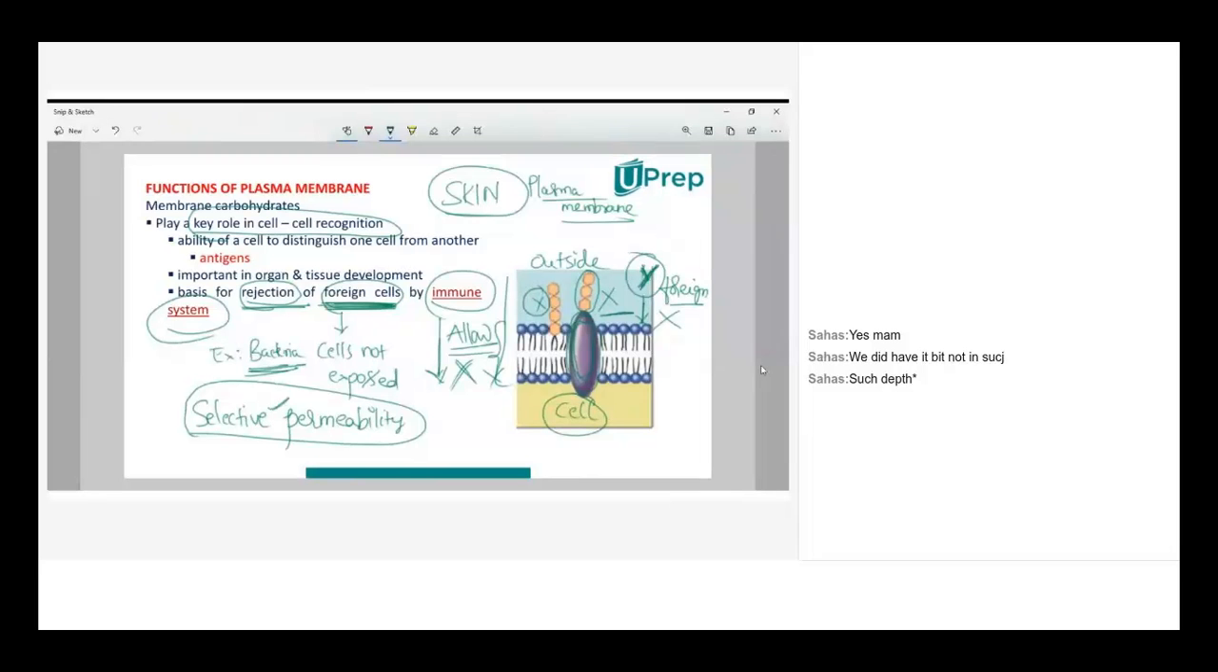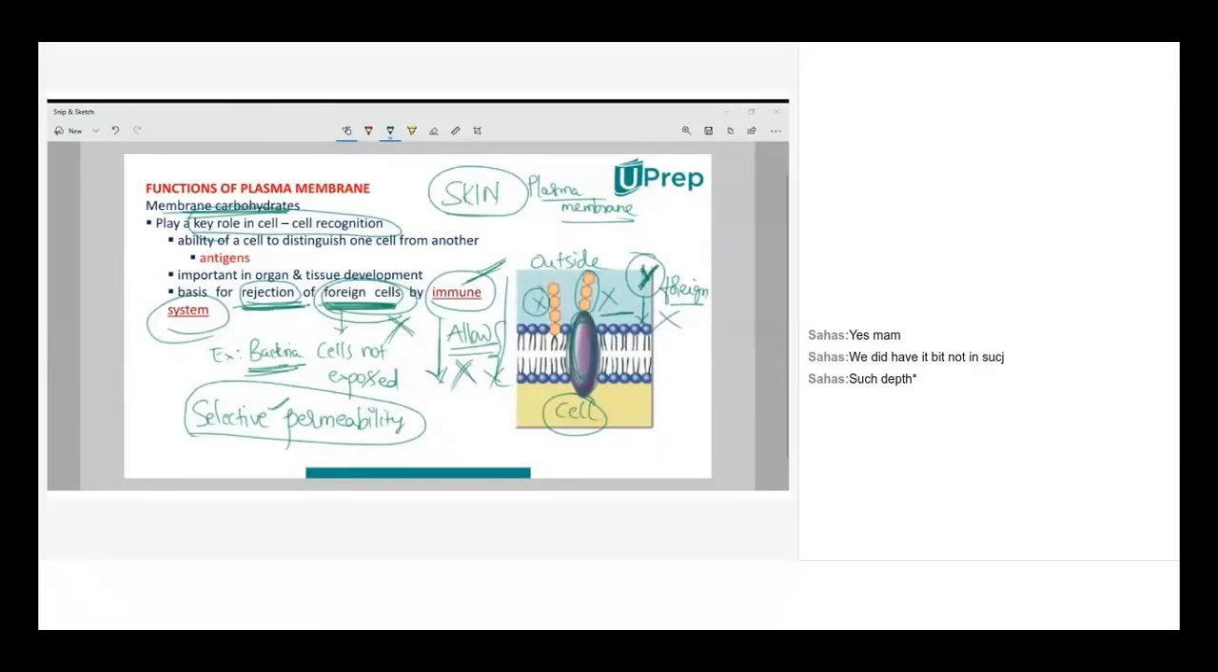How does the plasma membrane choose? Based on the carbohydrate structure. Okay, when the carbohydrate structure recognizes the cell, it will allow it. If it does not recognize it, it will treat it as a foreign cell and reject it, which forms the immunity of a body. So this is one concept related to the function of plasma membrane.